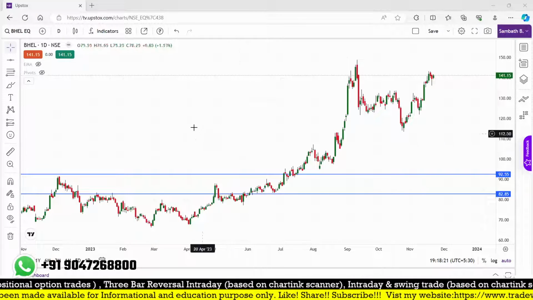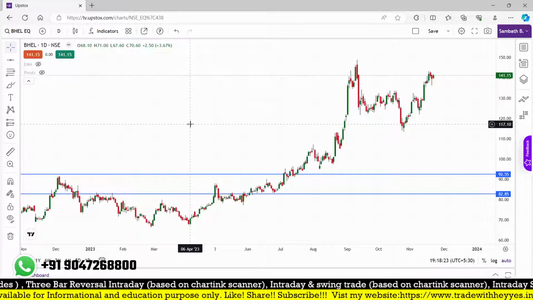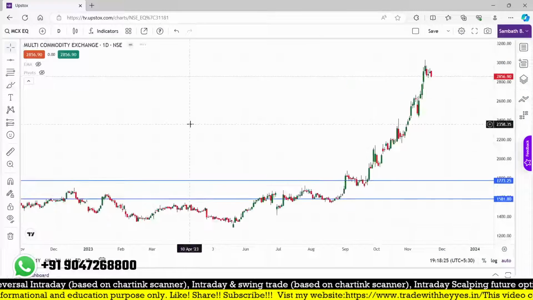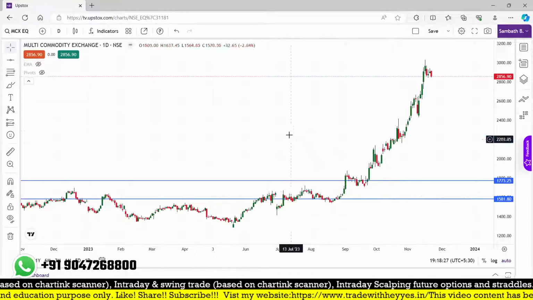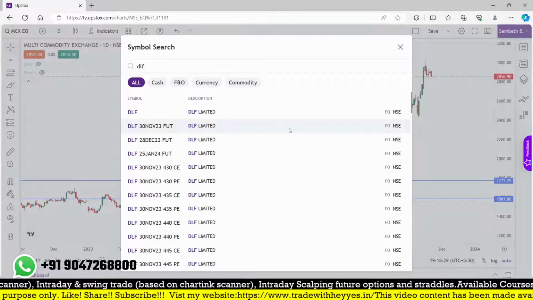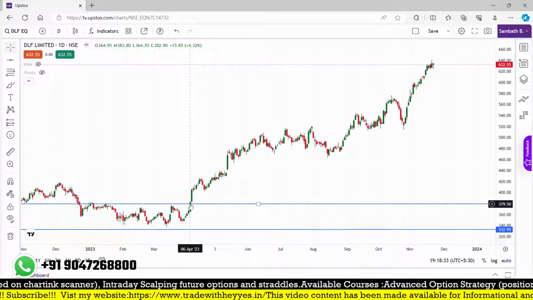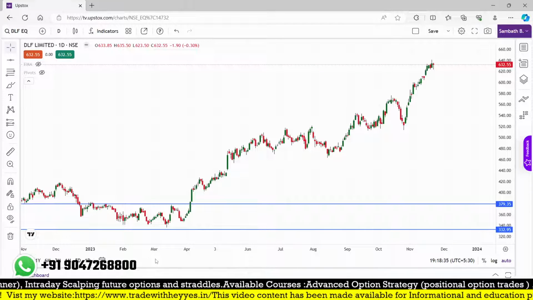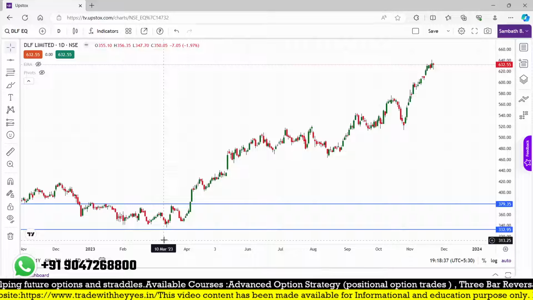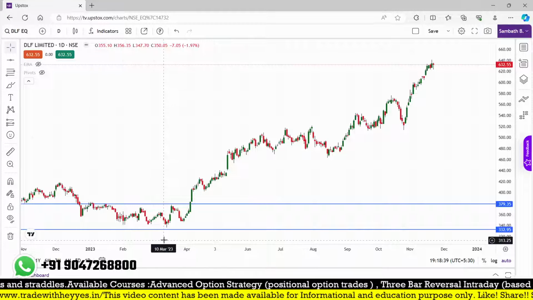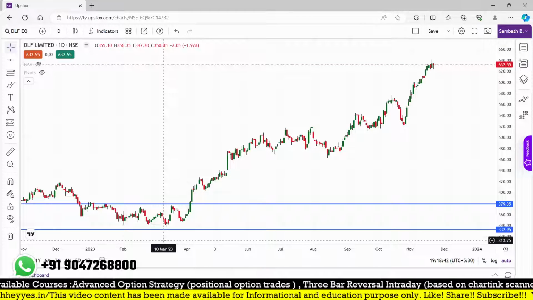How did I create the scanner, and MCX? One more thing, I think you've seen 1715 already, and DLF is one more stock which gave you such a good opportunity. I'm looking for a buy opportunity at this point of 379 with the stop loss below 332. It is purely a positional scanner, not for intraday.